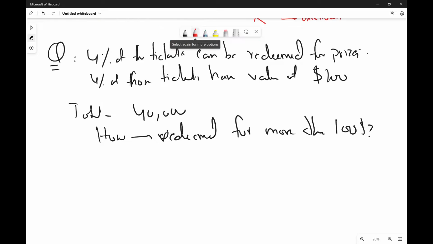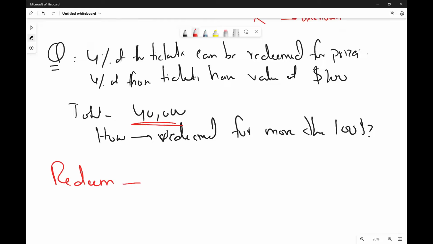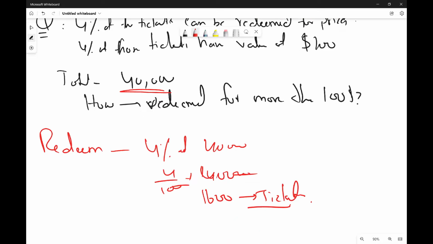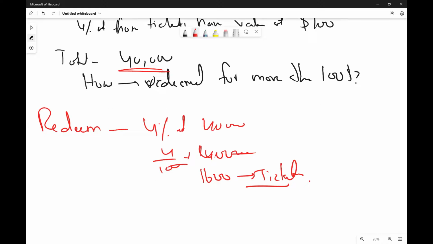ठीक है, सबसे पहले तो हम निकाल लेते हैं 4% of 40,000. टोटल में से कितने ऐसे टिकट्स हैं जो हम रिडीम कर सकते हैं. We're first of all finding how many tickets can be redeemed. So 4% of 40,000, right? So 4 by 100 into 40,000, 1600. So 1600 tickets can be redeemed. Now, out of those 1600, 4% have a value of greater than 100, तो हमने रियल निकाला है 64 टिकट्स की वैल्यू is greater than 100.